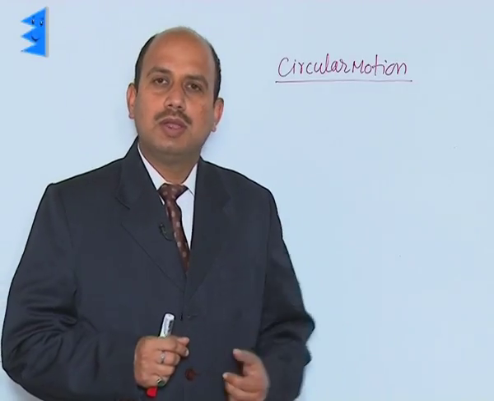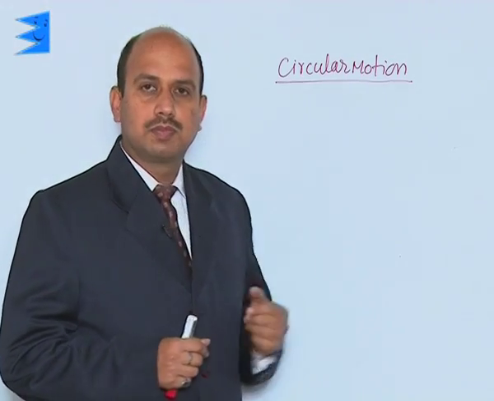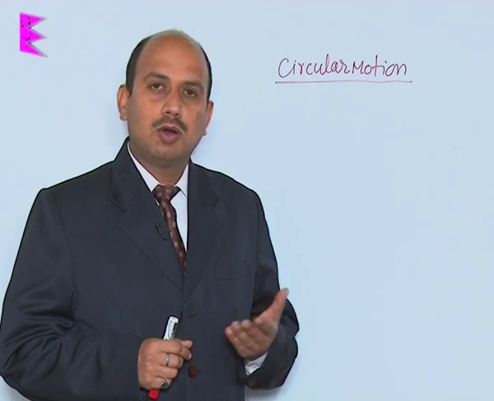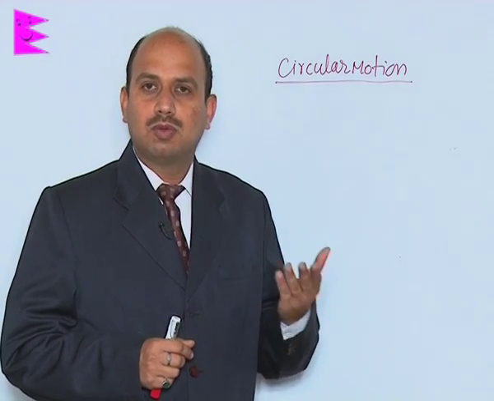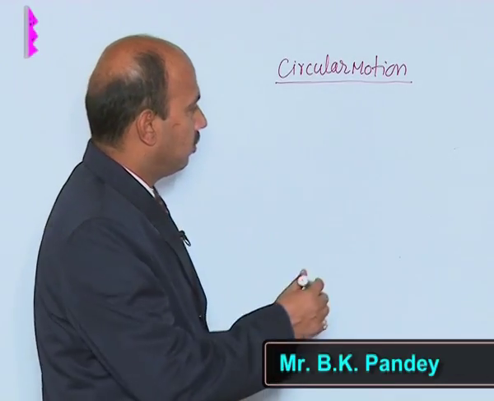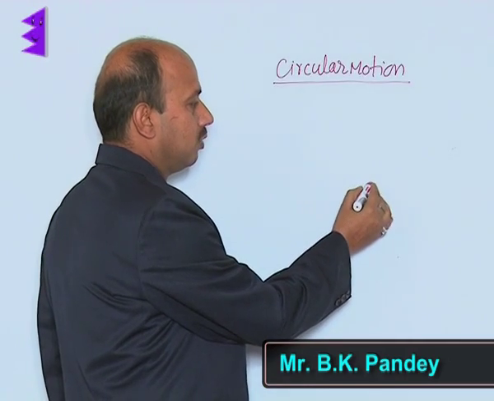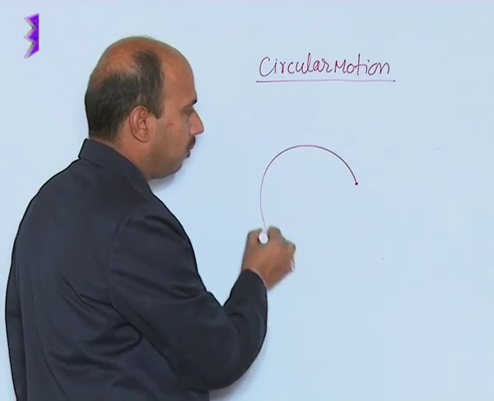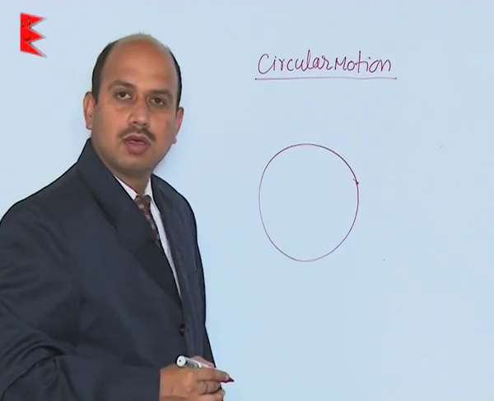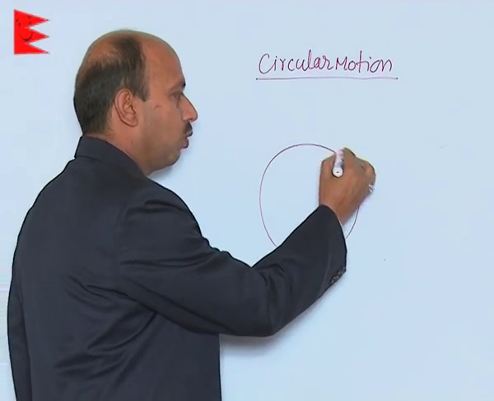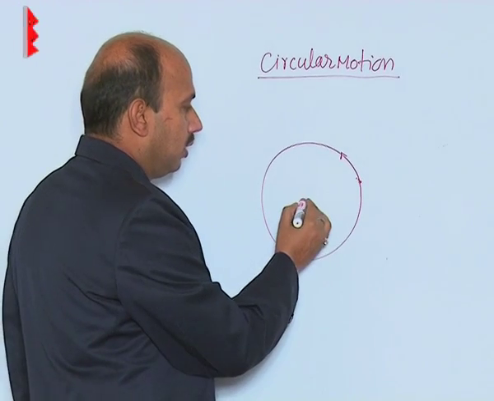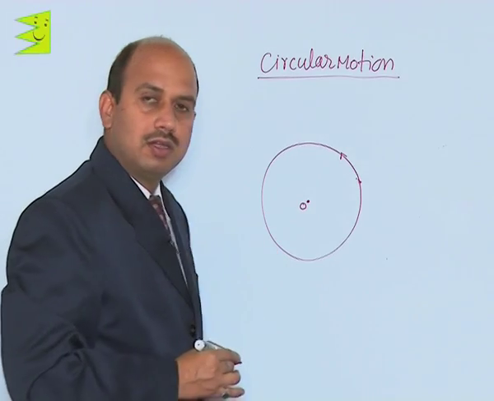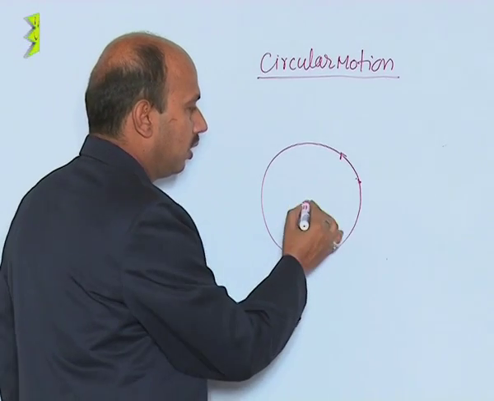So, now we are going to discuss circular motion. When an object moves in a circular path, the object is said to have circular motion. Suppose any object is at this point and it is moving in a circular path like this. I have taken anti-clockwise motion here. This we take as the center of the circular path.